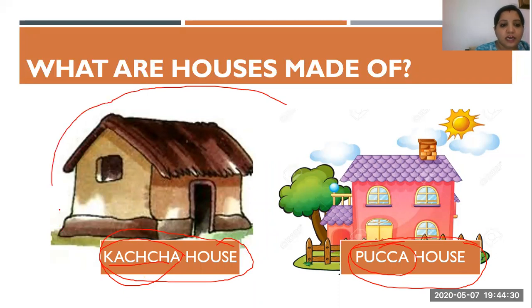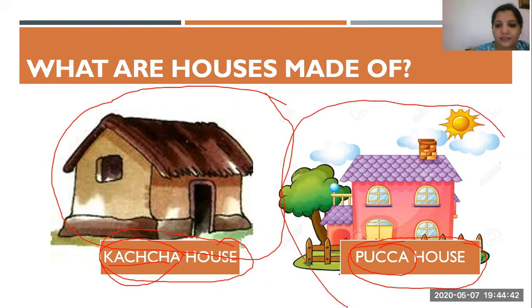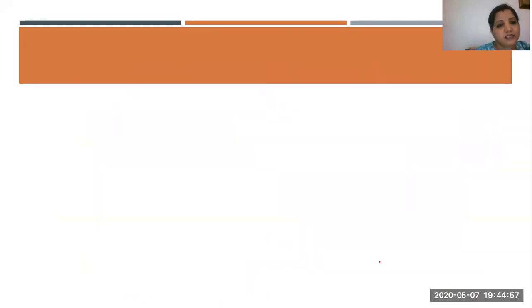You can see compared to the Pakka house, the Kacha house doesn't look very strong, and it doesn't look very beautiful also. Isn't it, children? You can see this is Pakka house. This is a stronger house. So in the name itself, the meaning is there. One is Kacha and the other one is Pakka. Kacha means the one that is not strong, and Pakka means the one that is strong. Now let's learn in detail about these two types of houses.